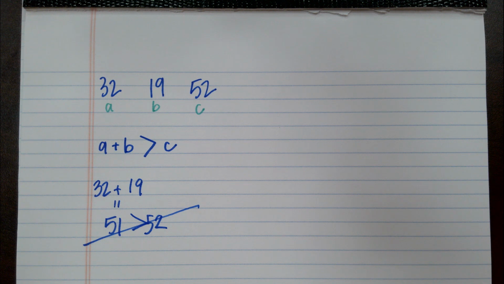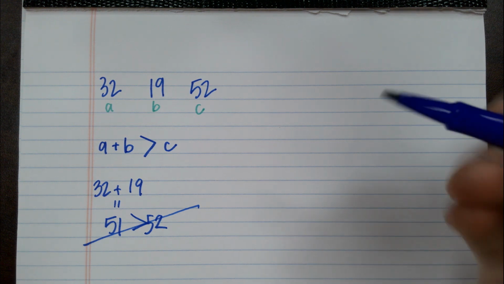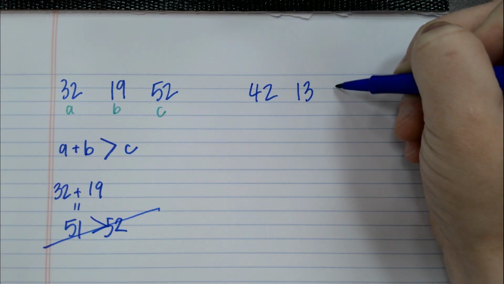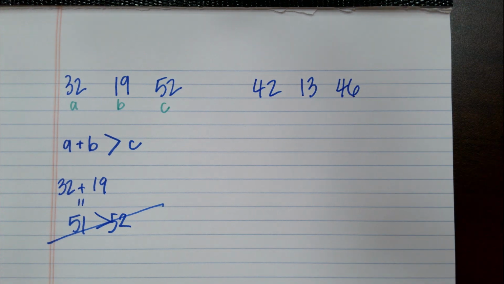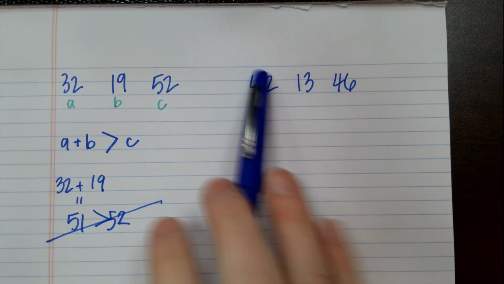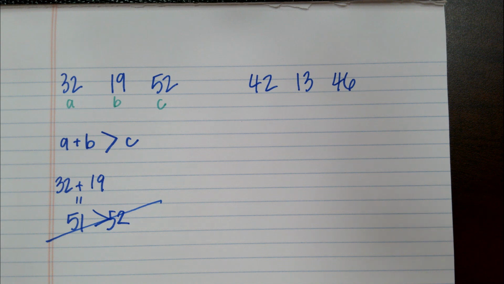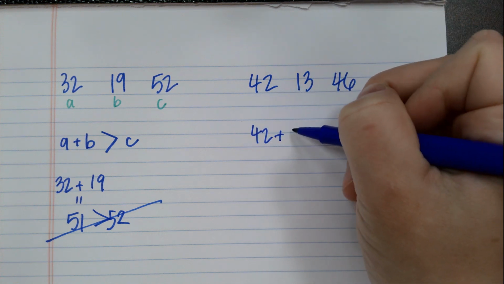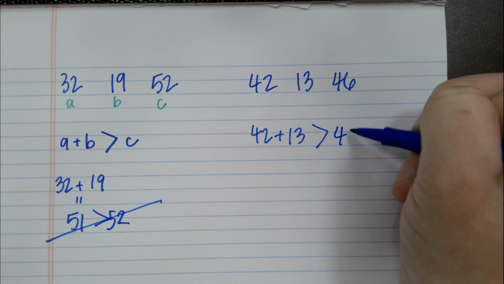Let's try another one. How about these three? Let's see. I'm going to set up our little equation again. We've got 42, 13, and 46. So I need to make sure that when I add any of the two sides together, they're bigger than the third side. So let's try 42 plus 13. Yeah, so it is going to be bigger than 46. So that works.